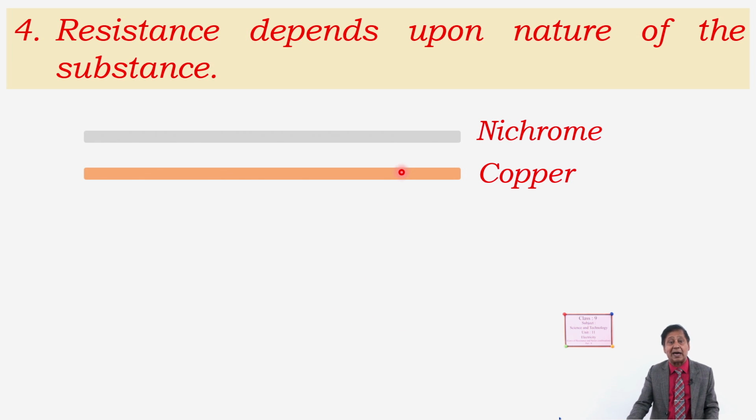If free electrons are fewer, then resistance will be high. In the case of nichrome, free electrons are very few in comparison with copper. That's why the resistance of nichrome is very high. But the resistance of copper is negligible because the number of free electrons in copper is huge. That's why resistance depends upon the nature of the substance. All other physical conditions are the same, even after this, one substance has high resistance and another substance has less resistance.